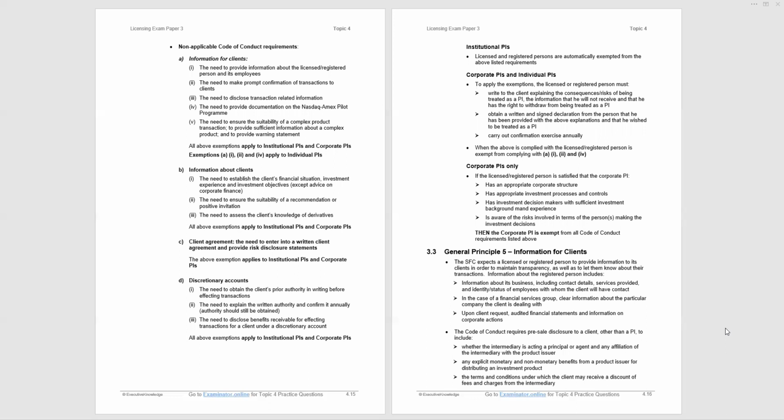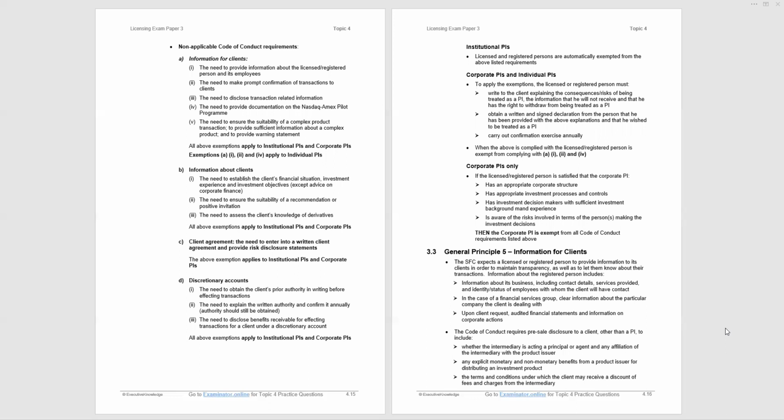Corporate PIs and individual PIs: to apply the exemptions, the licensed or registered person must, here's the qualification, write to the client explaining the consequences and risk of being treated as a professional investor, the information that will not be received, and the fact that they have the right to withdraw from being treated as a professional investor. They must obtain a written signed declaration from the person that he or she has been provided with the above explanations, and carry out a confirmation exercise annually. And when those are complied with, they're exempt from complying with A1, 2, and 4 on the previous page.